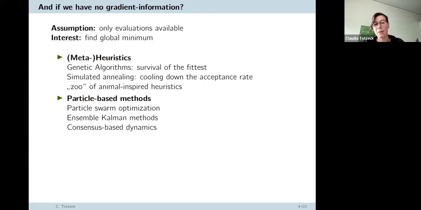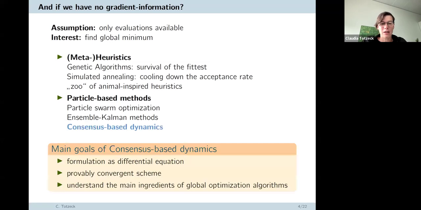Then there are ensemble Kalman methods, which are based on the Kalman filter and also perform very nicely if you consider inverse problems and have linear structure. And then there are consensus-based dynamics, which we started to work on some years ago and tried to go to the essence. This is what I want to explain to you now in more detail.